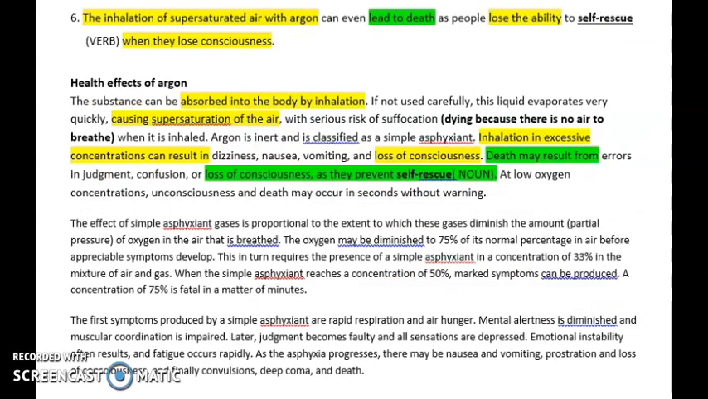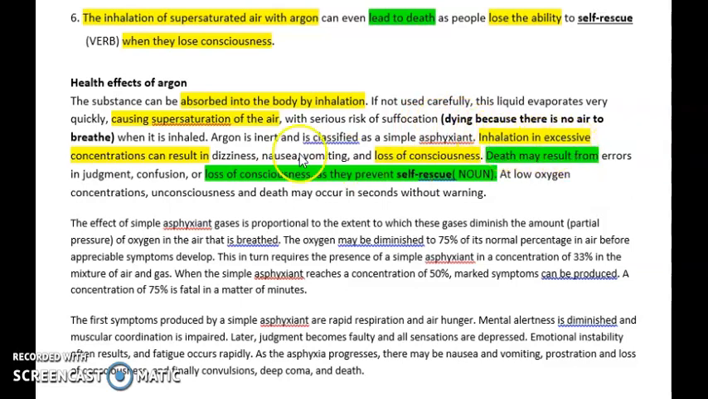And question 6 was about the effects of argon on our health. Here it says the inhalation of supersaturated air with argon can even lead to death as people lose the ability to do what? When they lose consciousness. So inhalation means breathing in this air. So this substance, argon, can be absorbed into the body by inhalation. Yes, we have it in our body. And then this might cause supersaturation of the air, and then it may pose a risk of suffocation, which means dying because there is no air to breathe when it is inhaled.